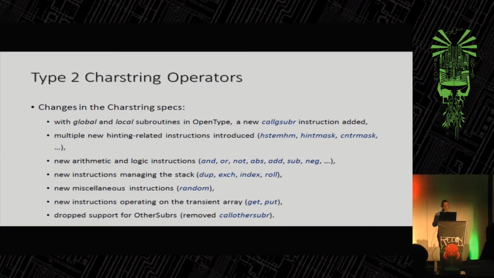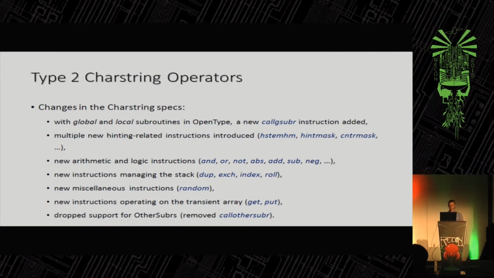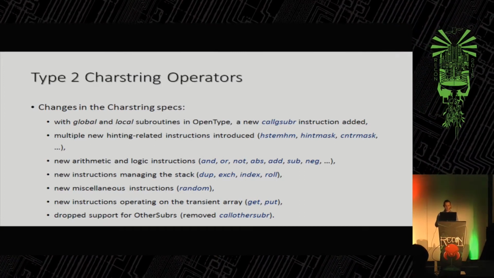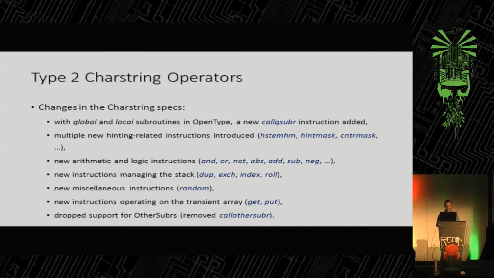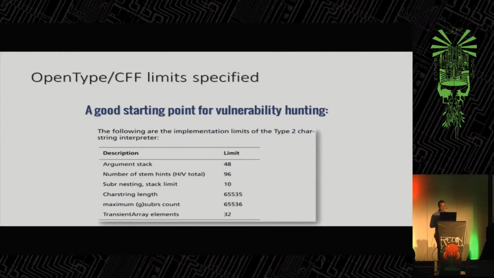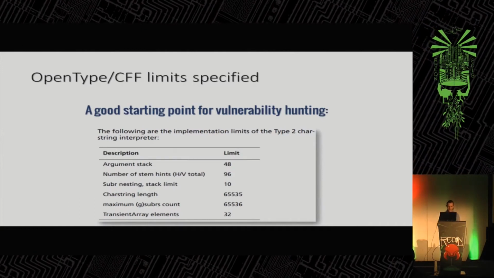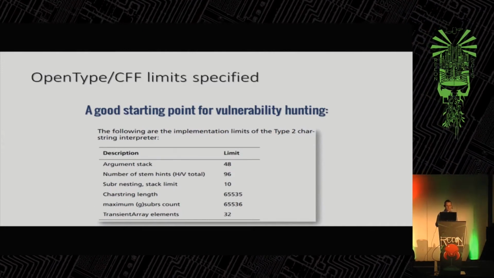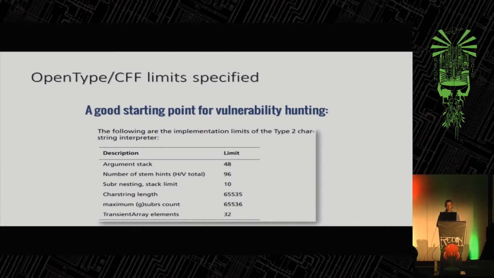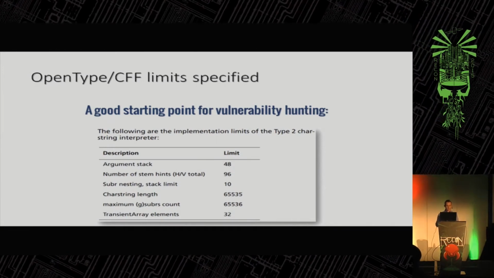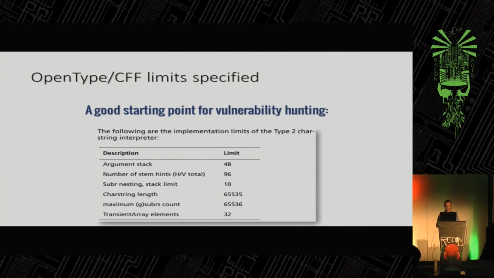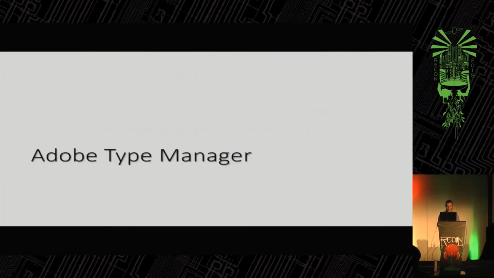There are also some very weird instructions, such as the random one, which is supposed to insert a random number into the operand stack. I don't really know why a font would want any non-deterministic step inside of a Charstring, but it was in the documentation. So that's mostly the interesting stuff. If we also look at the OpenType specification, at the very end of it, there is a very interesting table which specifies all of the limits for all of the structures that should be used for implementing OpenType and Charstrings. That is a very good starting point for vulnerability hunting, so we can verify that all of those limits are actually followed by the implementation that we are looking into.